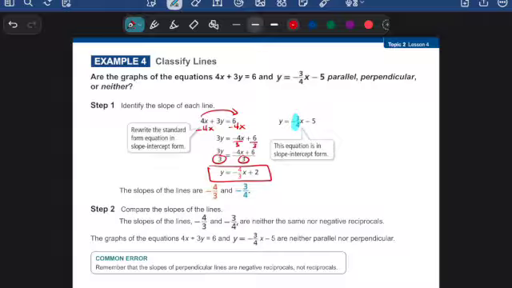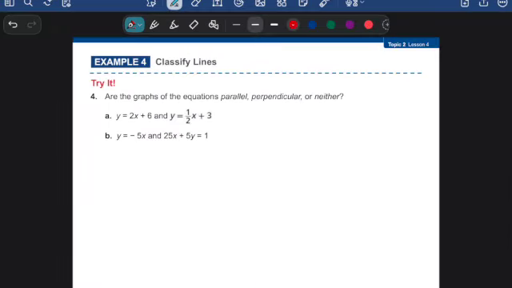Are those negative reciprocals? Well, no. They're reciprocals, but they're not opposite signs. So these are neither parallel nor perpendicular. All right, let's check these. Here's part A. The first slope is 2. The second slope is 1/2. Are those negative reciprocals? Nope, they are neither.